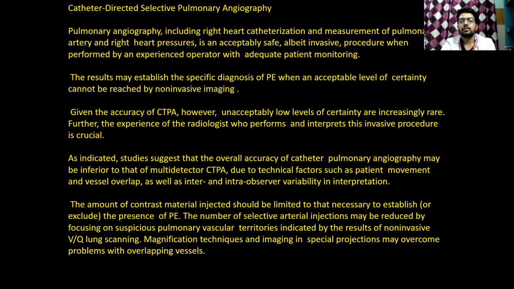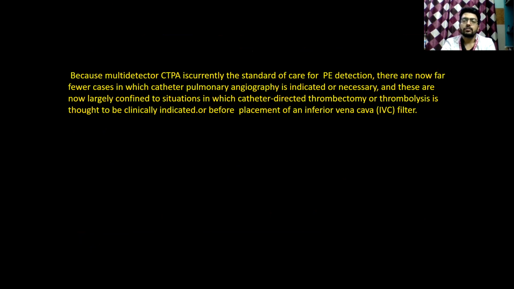So, as indicated, studies suggest that the overall accuracy of catheter pulmonary angiography may be inferior to that of multi-detector CTPA due to technical factors such as patient movement and vessel overlap, as well as inter- and intra-observer variability in interpretation. Because multi-detector CTPA is currently the standard of care for PE detection, there are now far fewer cases in which catheter pulmonary angiography is indicated or necessary. These are now largely confined to situations in which catheter-directed thrombectomy or thrombolysis is thought to be clinically indicated or before placement of an inferior vena cava filter.